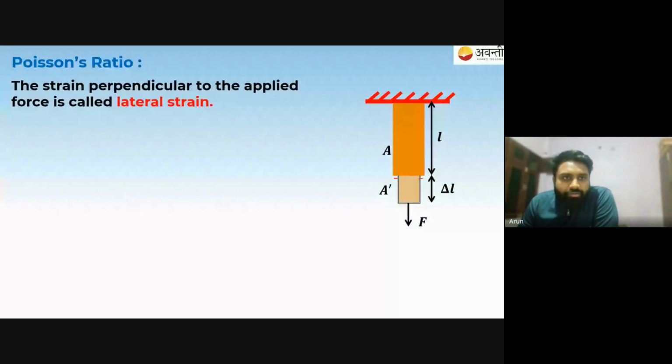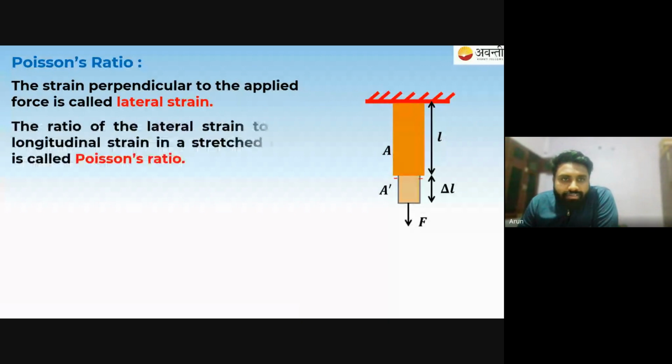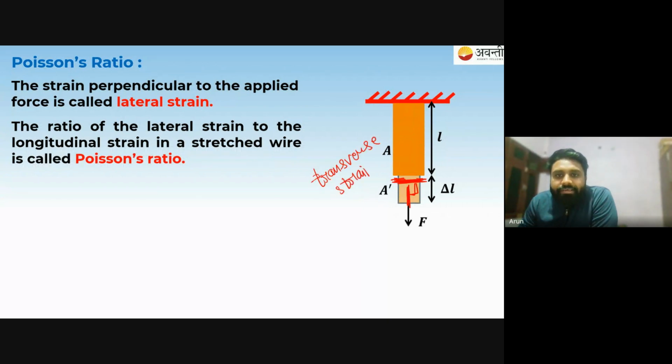So the strain perpendicular to the applied force is called lateral strain. So the ratio of lateral strain to the longitudinal strain in a stressed wire is called Poisson's ratio. This strain is perpendicular to the applied direction of force. Force has been applied in this direction, so it is perpendicular. So this strain is also termed as transverse strain, and another name is lateral strain. Okay, and the ratio of transverse strain to the longitudinal strain is termed as Poisson's ratio.